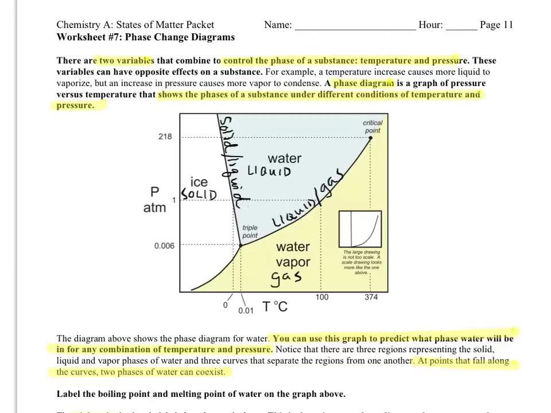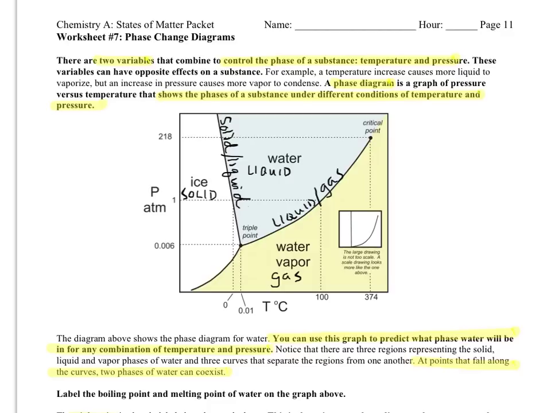This is worksheet 7 of the States of Matter packet. So in this worksheet and in the next one, we are going to look at some special graphs that help us to talk about states of matter and phase changes. So when we talk about the phase of a substance, if it's a solid, a liquid, or a gas, there are really two variables that affect this.